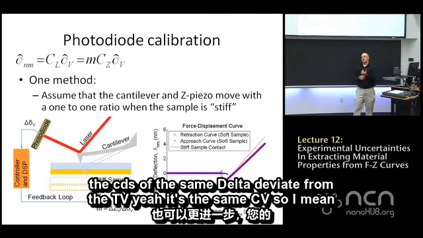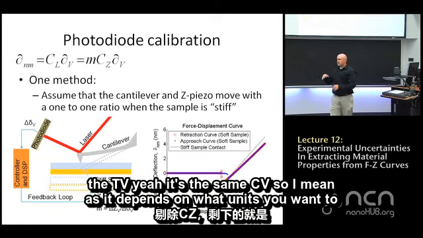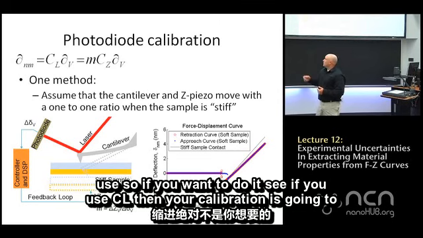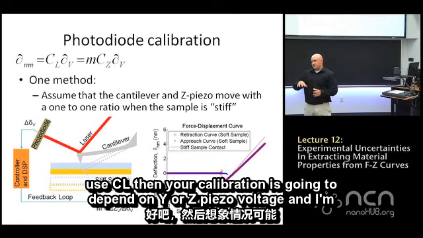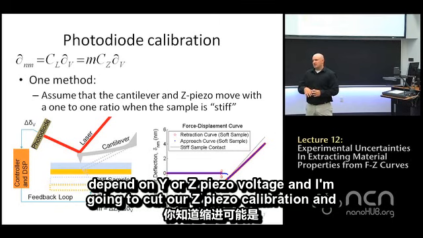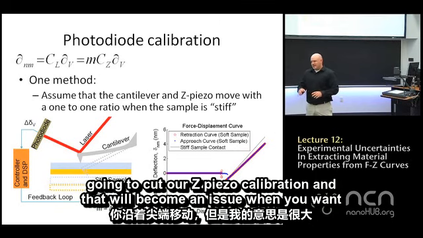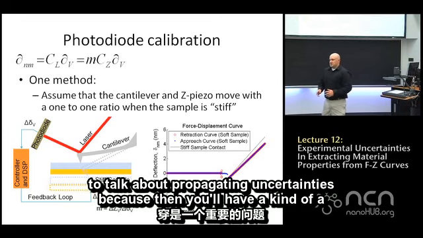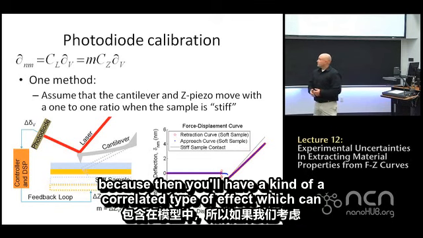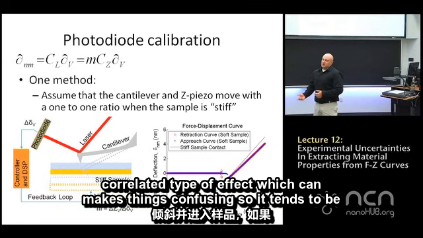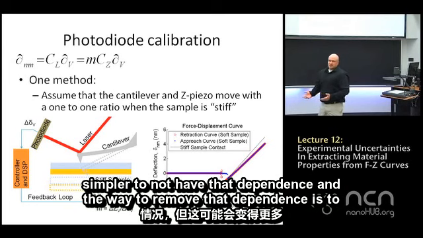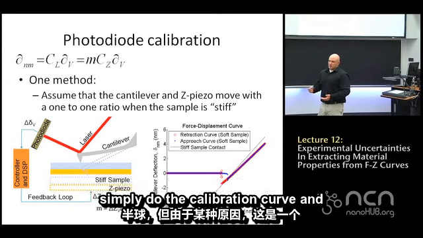It depends on what units you want to use. If you use CL, then your calibration is going to depend on your Z piezo voltage, and or Z piezo calibration. That will become an issue when you want to talk about propagating uncertainties, because then you'll have a kind of correlated effect, which can make things confusing. So it tends to be simpler to not have that dependence. And the way to remove that dependence is to simply do the calibration curve in volts per volt.